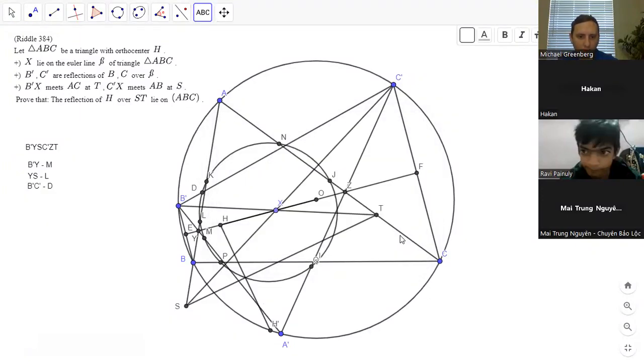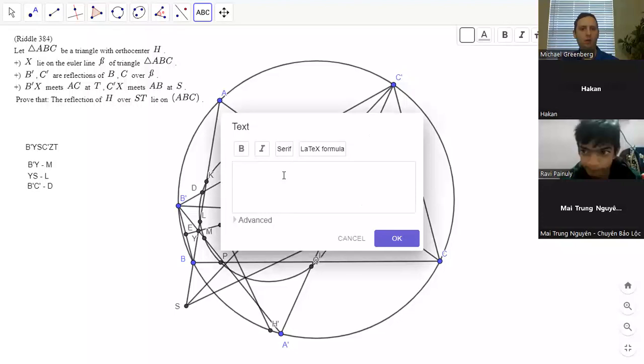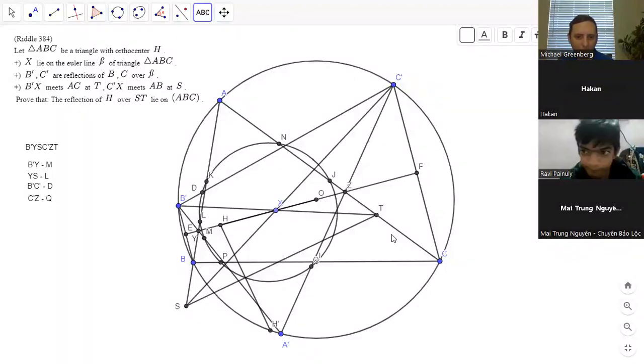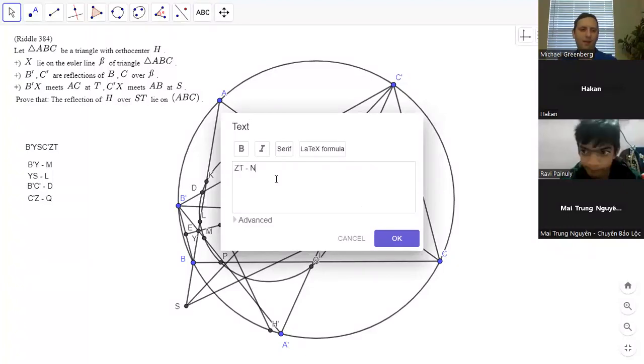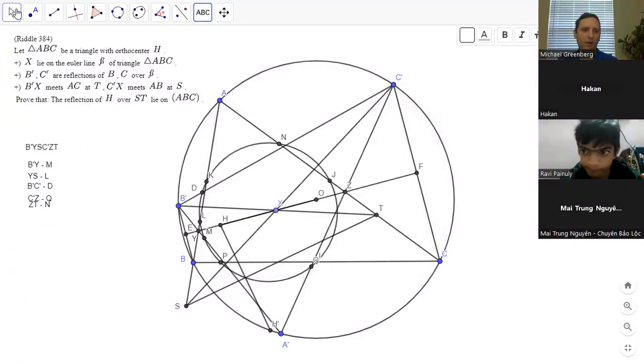And then C prime Z would be Q. ZT would be N. Okay. And then since that's true, you're saying that B prime T projection, let's see. Or it would be S, would be the last one. It would be ST.